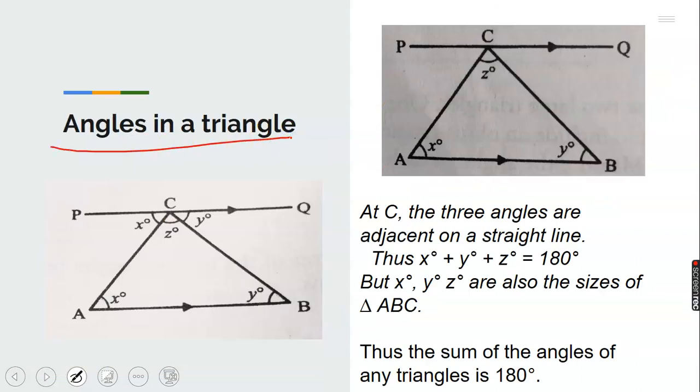Now, angle in a triangle. Now, look at, this is a parallel lines.